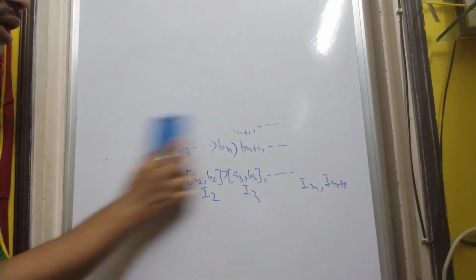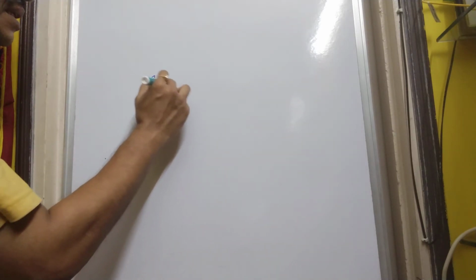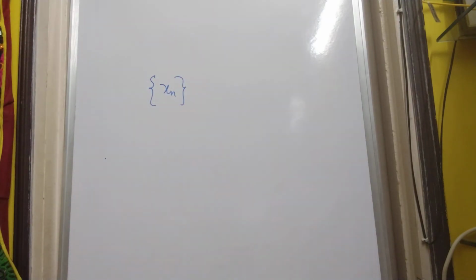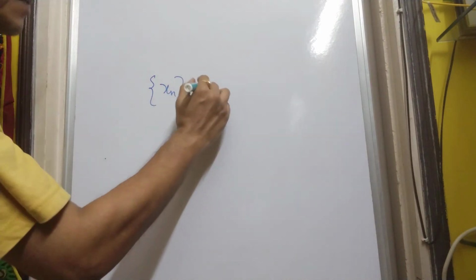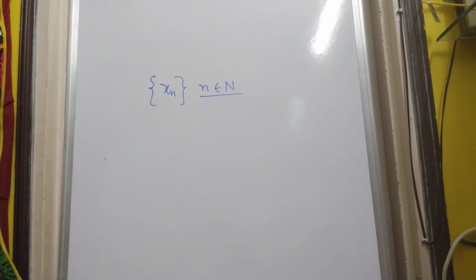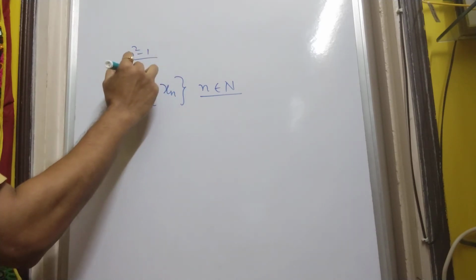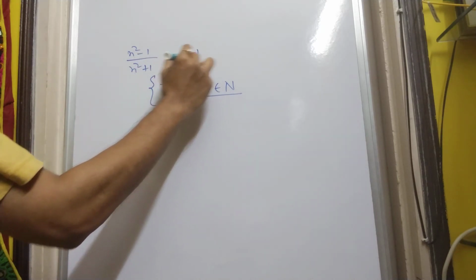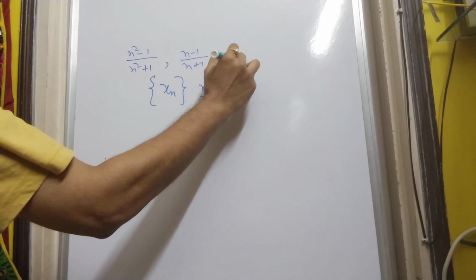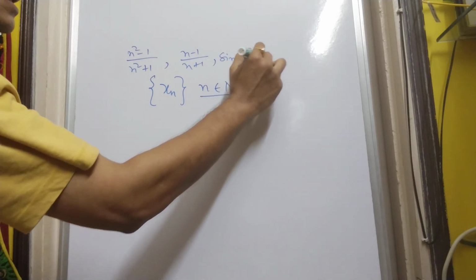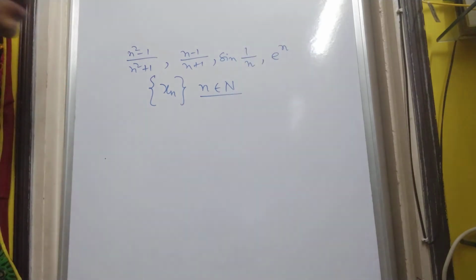Okay, so let us take a very quick look at what we perceive about the boundedness and monotonicity and convergence of a sequence of numbers. This is a sequence of numbers where n is the set of natural numbers. It may be like this, it may be like this, it may be like this.